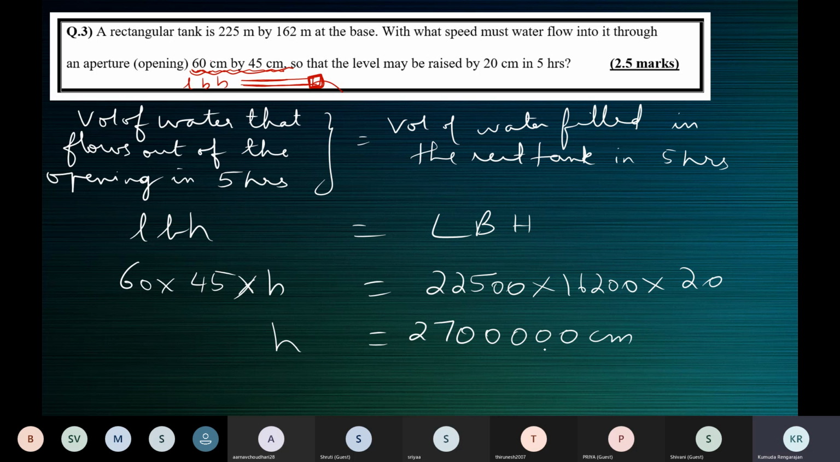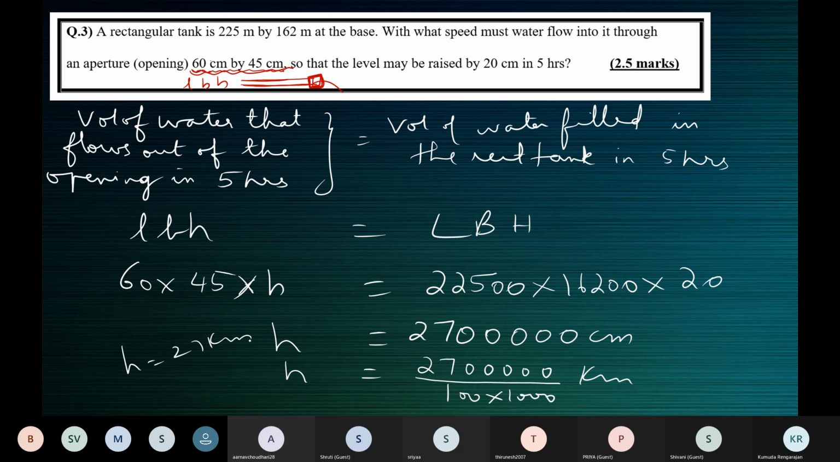So this is really big to convert. Even if you convert it to meters, you can still convert it to kilometers. So let's convert this to kilometers. When you divide by 100, you have converted it to meters. When you further divide by 1000, you are converting it to kilometers. Centimeter divided by 100 is converted to meters, and further divided by 1000 gives kilometers. So H is equal to 27 kilometers.